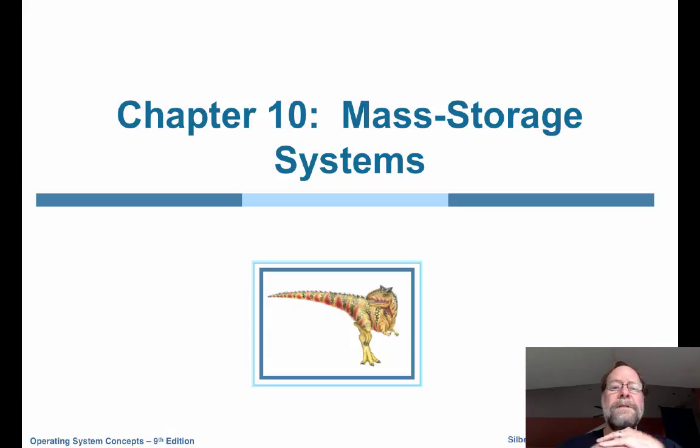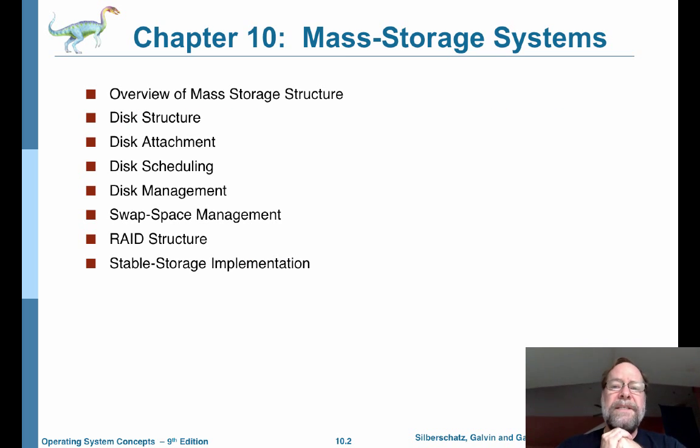All right, so today we're going to talk about the contents of Chapter 10 in the textbook, which consists of information about mass storage systems, primarily hard drives. This is the basic overview of the contents of the chapter. So we're going to look at how disks are structured internally in terms of their hardware. We'll talk just very briefly about how hard drives are attached to systems.